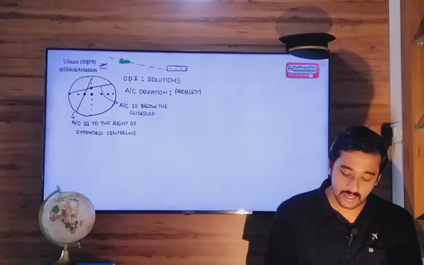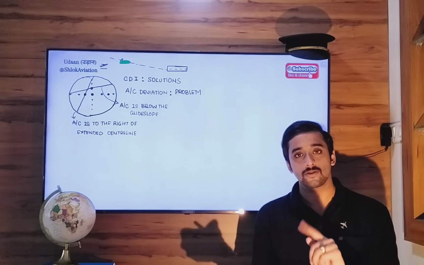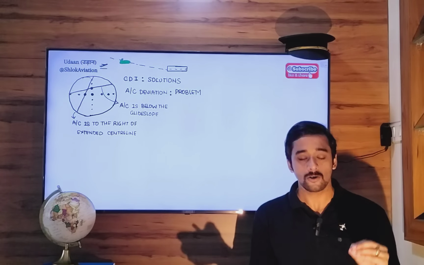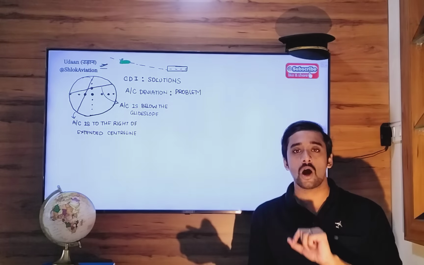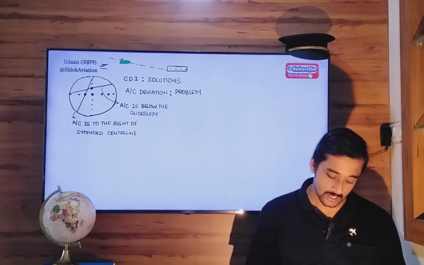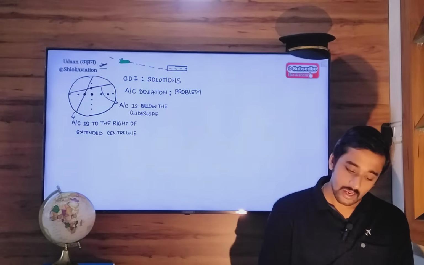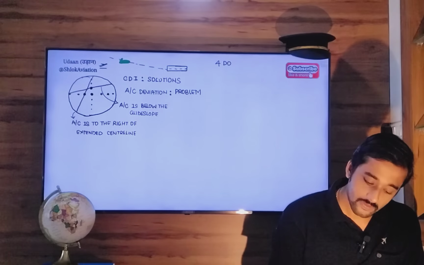So that is the reality, and therefore the solution to that problem is fly up. By how much amount? By an amount equal to two dots. Now two dots equal to how much angular deviation? We will find that out.